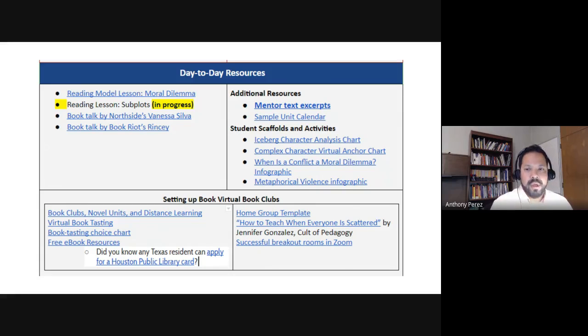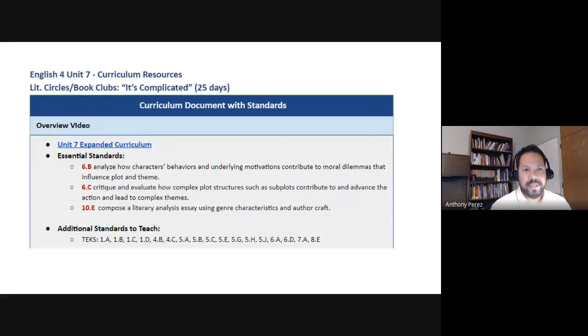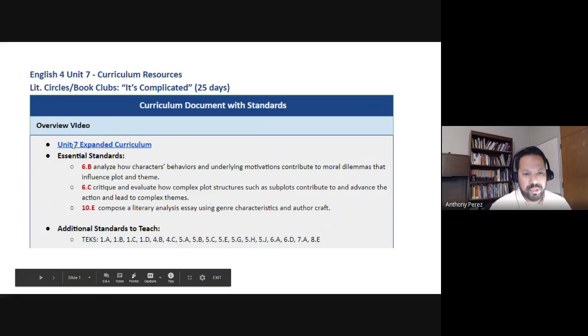So I hope that helps. I hope that overview helps. There are a few more resources still coming. As I finish those, I will add them and let you guys know. But remember, you want to cover these TEKS. These are your essentials. The rest are here and here. You can look up these specifically when you open here.